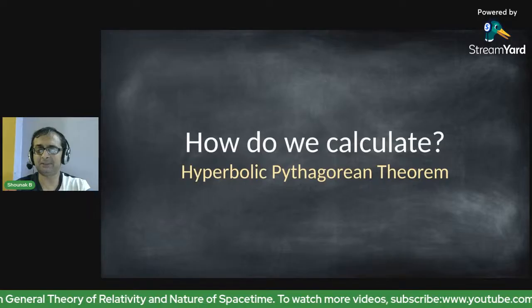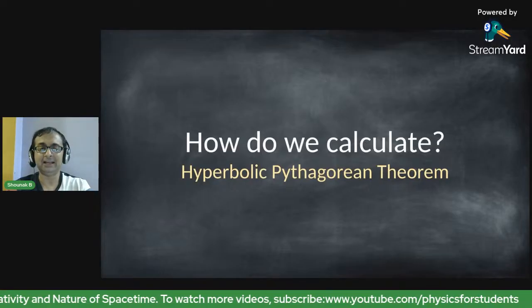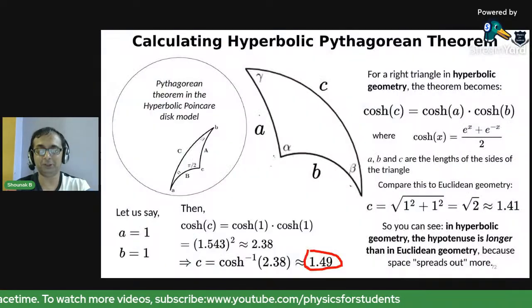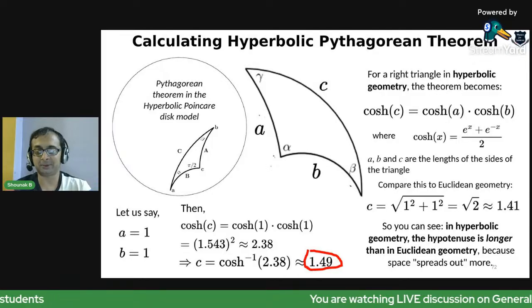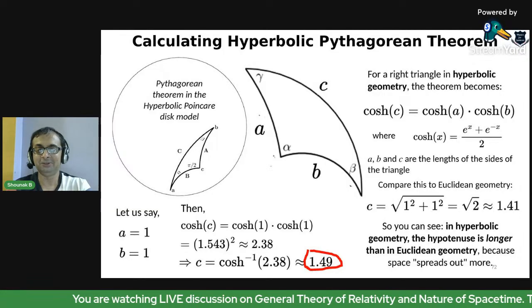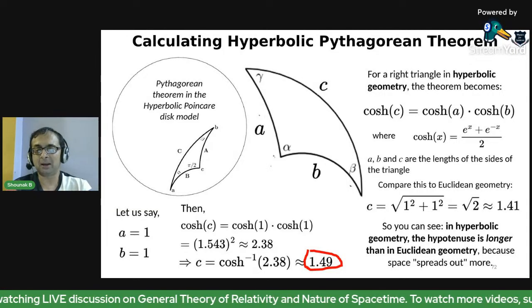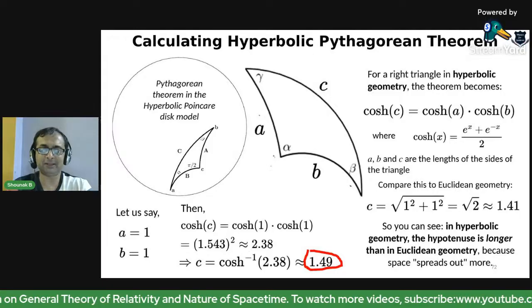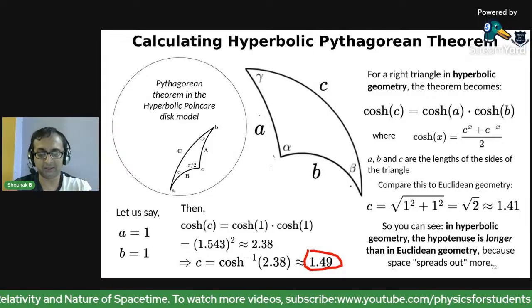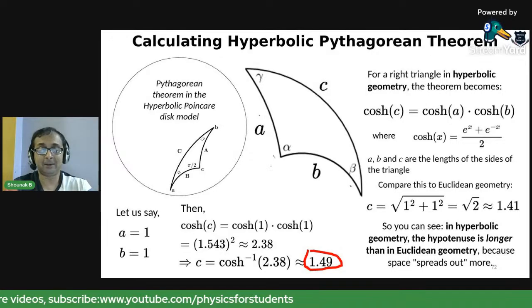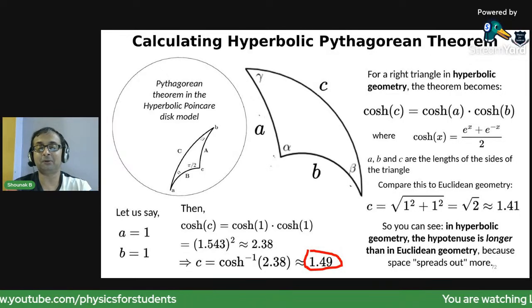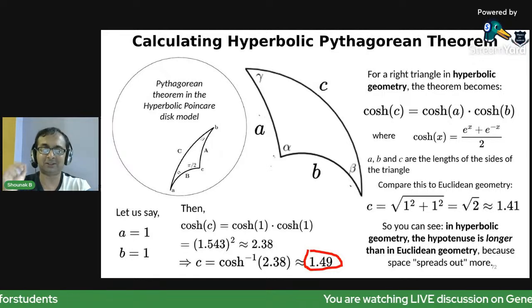I would like to skip this part, but let me tell you how we do it in the case of a hyperbolic Pythagorean theorem. Just have a quick look. I think you all know that cosh c equals cosh a times cosh b. Now, what is important in this slide is the comparison. The left-hand side bottom is the hypotenuse in a hyperbolic curve. It is approximately 1.49, but in Euclidean geometry it is 1.41. I have taken the unit value 1 for simplicity.